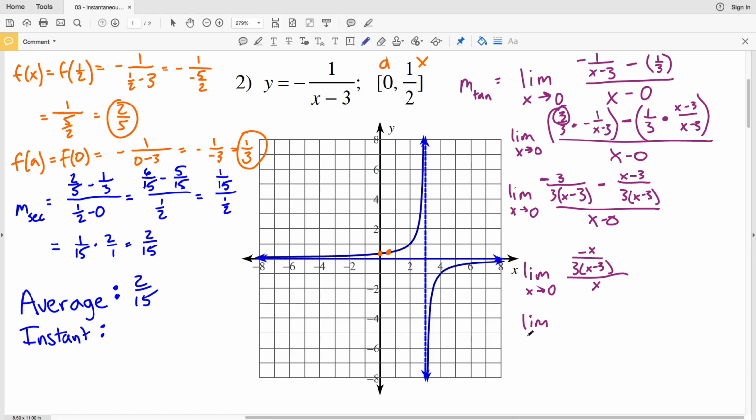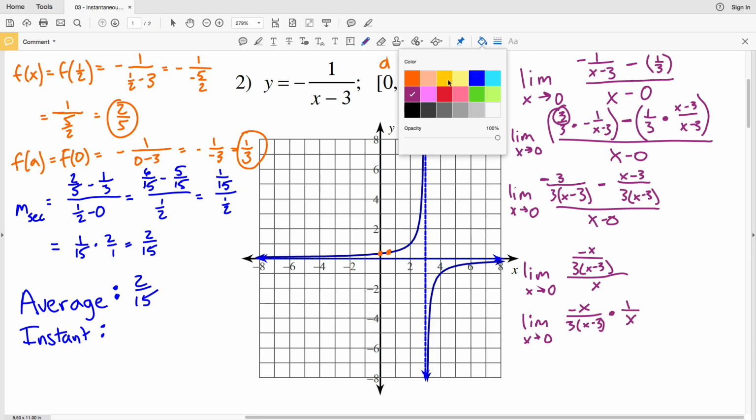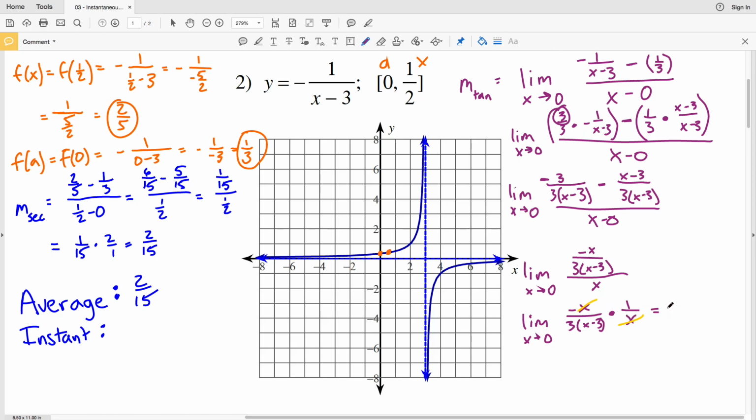So now you can see that when we take the limit as x approaches 0 of negative x over 3 times (x minus 3), if I'm dividing by x, that's the same as multiplying by 1 over x. So you can see that my x's will cancel out. And that's going to give me the limit as x approaches 0 of negative 1 over 3 times (x minus 3). So all I need to do now is direct substitution and plug in my 0 for x.